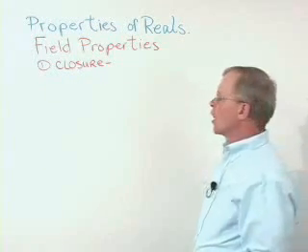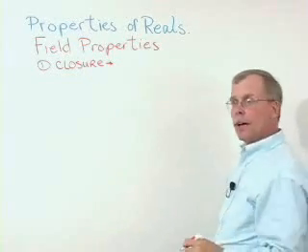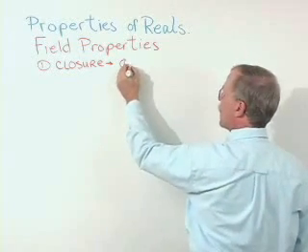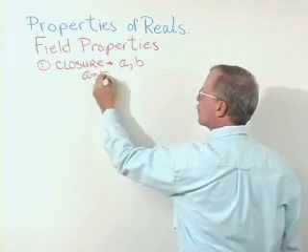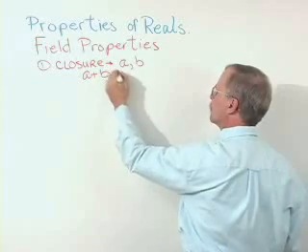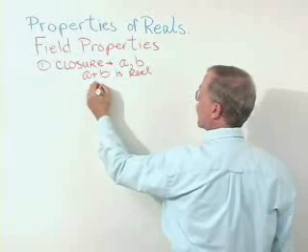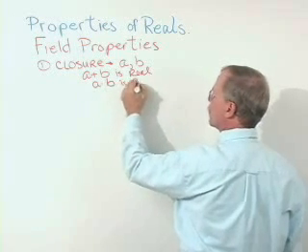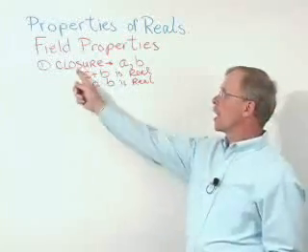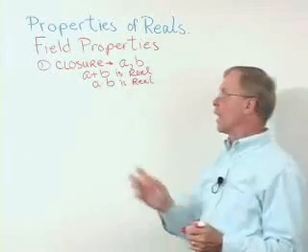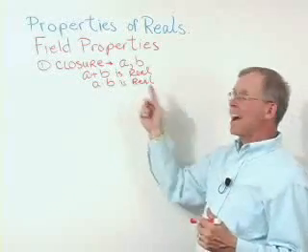Closure guarantees to us that if we're doing the operation, the answer will still be part of the same set. So if A and B are real numbers, then so is A plus B. Also, for multiplication, A times B is also guaranteed to be a real number. So the operations of addition and multiplication are closed in the real numbers. Whenever you do these operations, you'll definitely get that same kind of number back again.